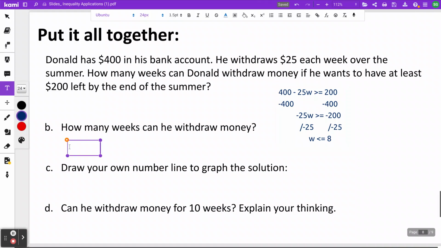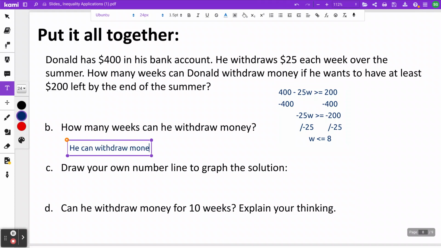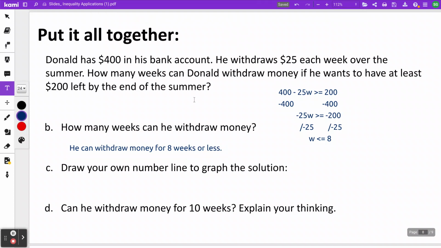That means how many weeks can he withdraw money? He can withdraw money for 8 weeks or less, which makes sense. Thinking about it, if he did the full 8 weeks, that takes him down to exactly $200. But if he did less weeks, if he took out less money, well, then he would have more than $200 in his account, which he would be okay with.